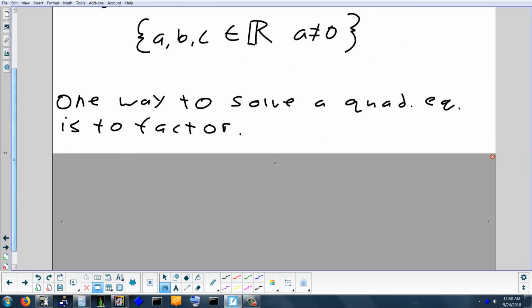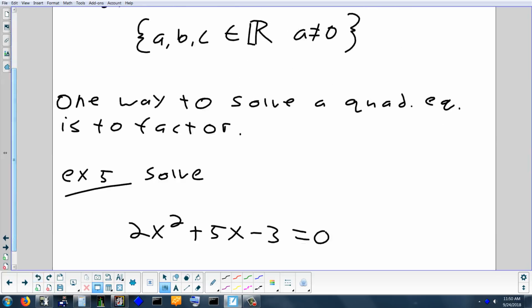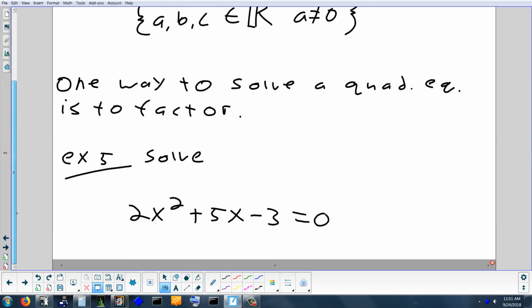Okay, one way to solve a quadratic equation is to factor. So let's try an example where we have to factor. The point of this isn't really to teach you how to factor. I'm hoping from Algebra 1 you remember, at least it'll come back to you how to do it. But that's what I'm just trying to do, just refresh how to do it.